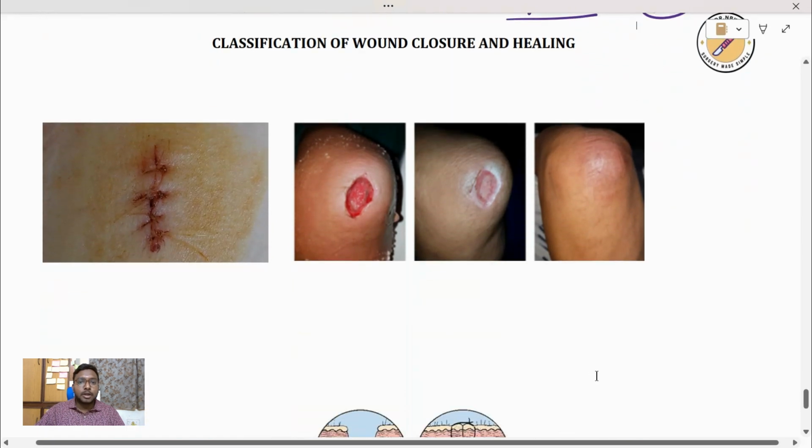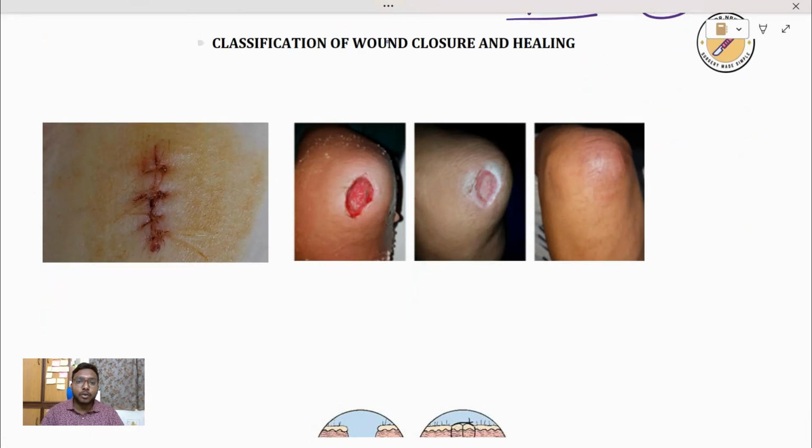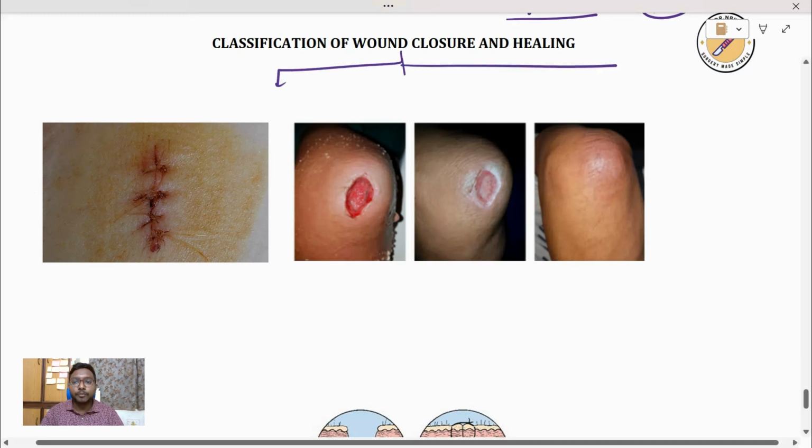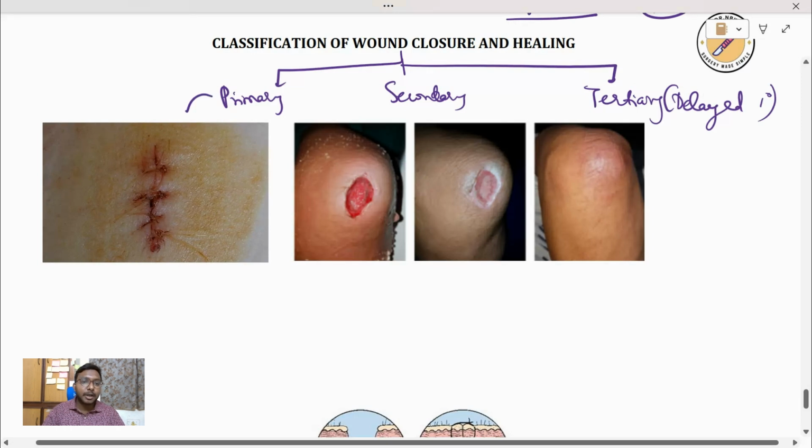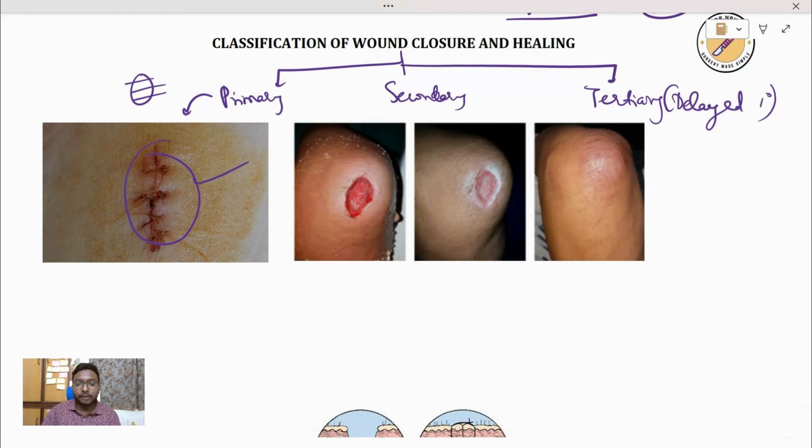Next. Coming to the classification of wound closure and healing, we know that it is subdivided into three things. First one is primary intention, secondary intention, and tertiary intention, which is also called delayed primary intention. Primary intention is nothing but whenever we have a wound, we close the wound with suture material, as we can see here in this picture, and it will heal by primary intention. Whereas secondary intention is where we do not suture the wound. We leave the wound open and it will gradually heal by granulation and contraction. These are the important things that happen in secondary wound healing.